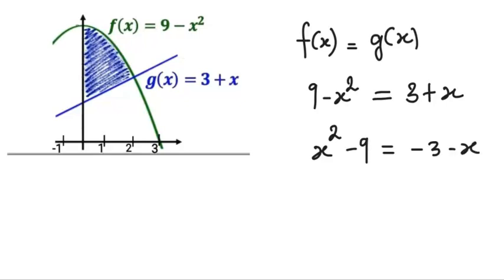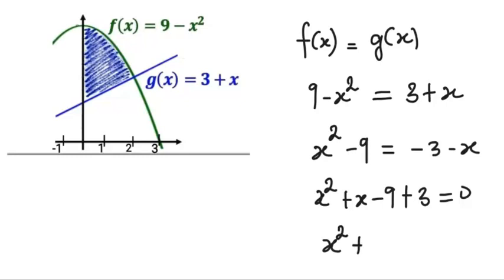Now, let us move the terms on the right-hand side to the left-hand side. So we get x squared plus x minus 9 plus 3 is equal to 0. From here, we get x squared plus x minus 6 is equal to 0. Now, let's think about two numbers whose product will give us -6 and whose sum will give us +1. So I'm thinking of -2 and +3, right?